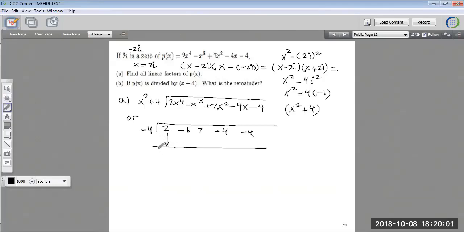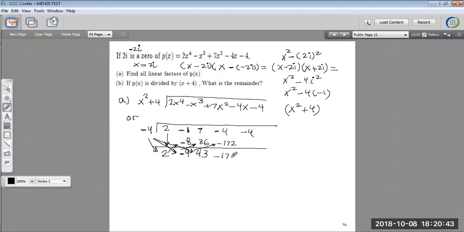I'm going to bring the 2 down here and multiply and place that product right below minus 1. Minus 4 times 2 gives me minus 8. We add minus 1 and minus 8, they give me minus 9. We continue with this process. Minus 4 times minus 9 gives you 36. You add these up, you get 43. You multiply minus 4 by 43, gives you minus 172. You add them up, you get minus 176.